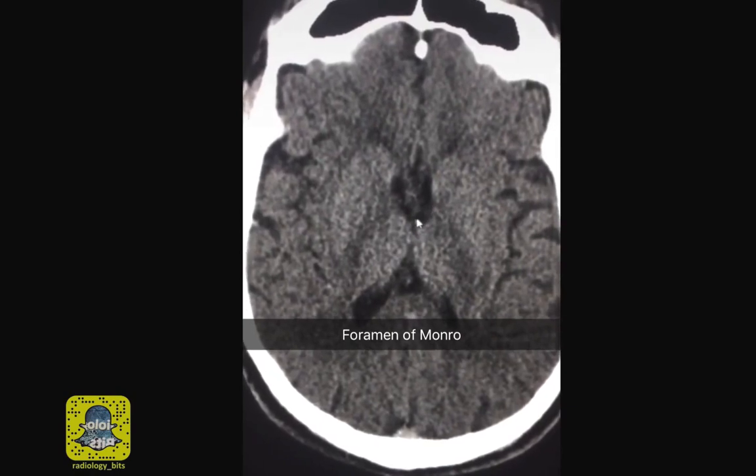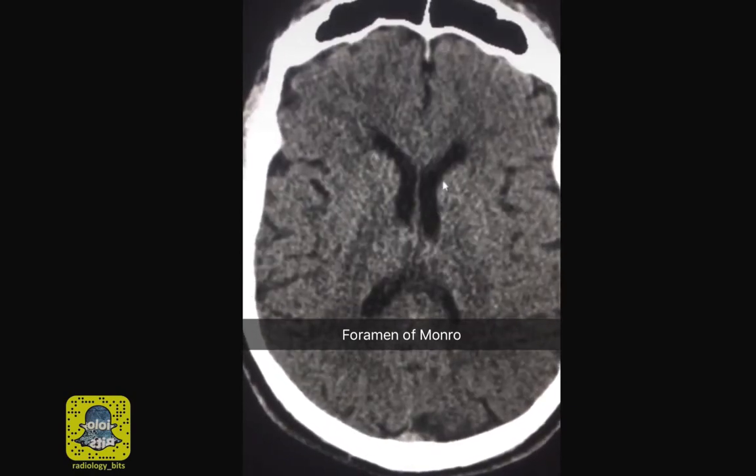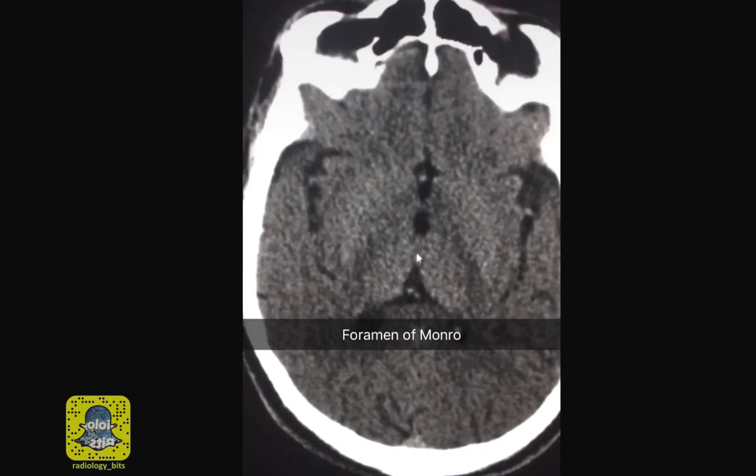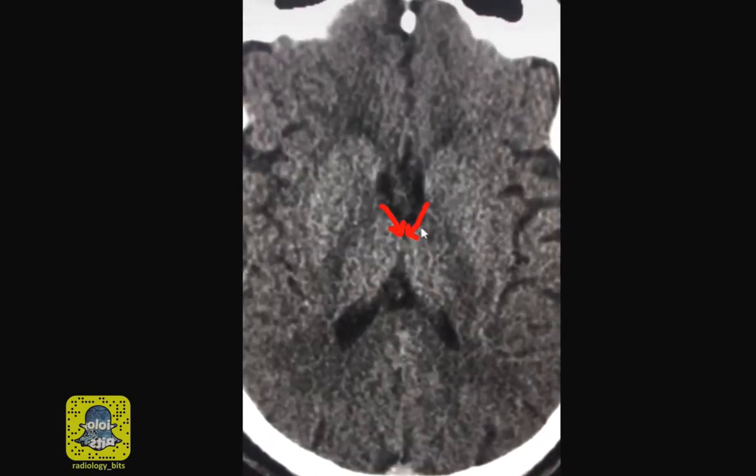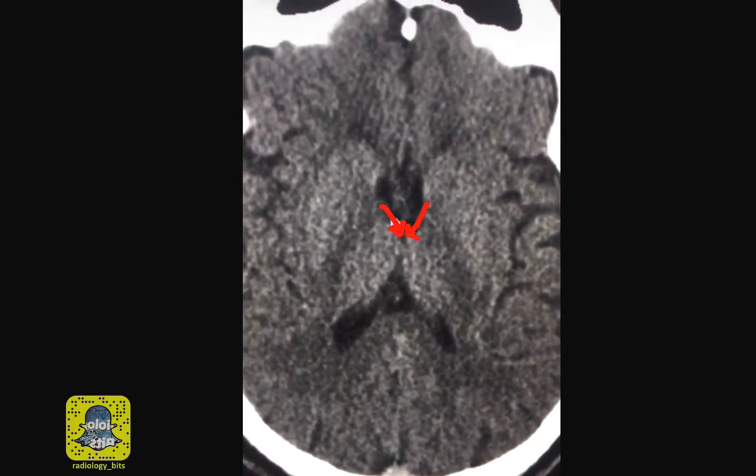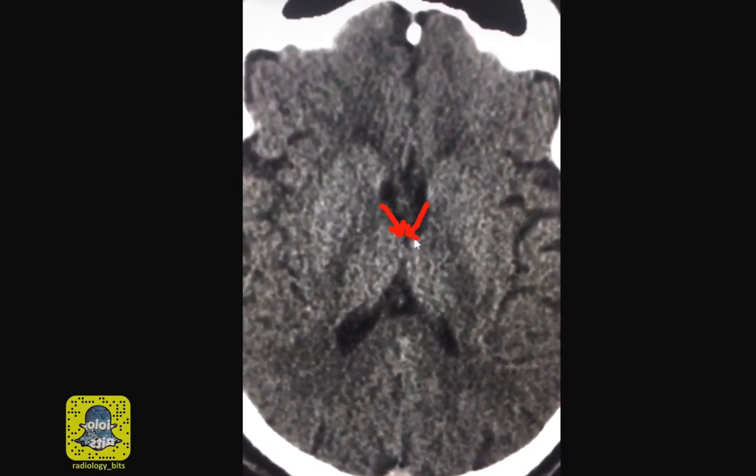Notice this area here, which converges from the lateral ventricle into the third ventricle. This is the communication, which is called the foramen of Monro. So the interventricular foramen of Monro opens the lateral ventricle to the third ventricle here.